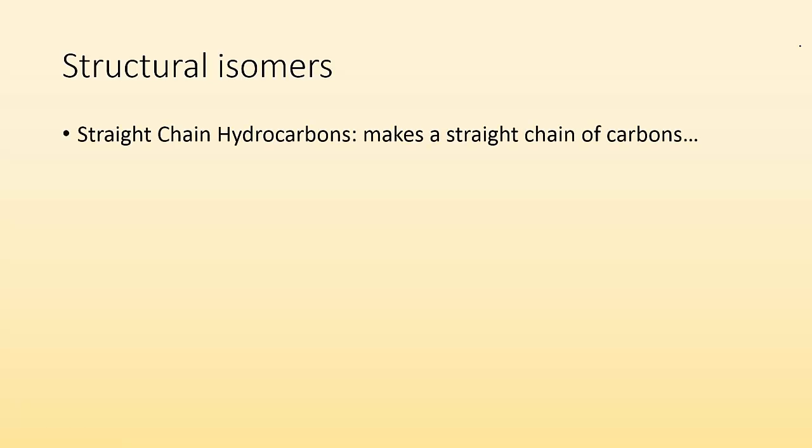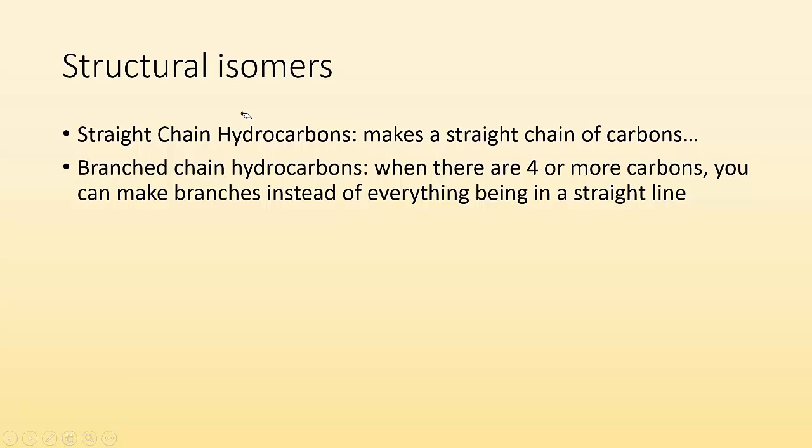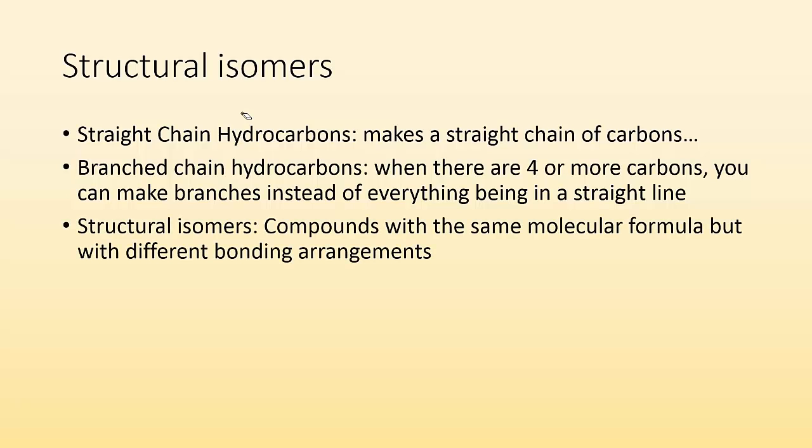All right, so structural isomers. Straight chain hydrocarbons make straight chains of carbon. Pretty straightforward. If you see somebody talking about straight chain hydrocarbons, it's just a straight chain, not blowing your mind. What you could also have is branched chain hydrocarbons. When there are 4 or more carbons, you can make branches instead of everything being in a straight line. A structural isomer is a compound with the same molecular formula, but with different bonding arrangements. So branched chain hydrocarbons are isomers of straight chain hydrocarbons.